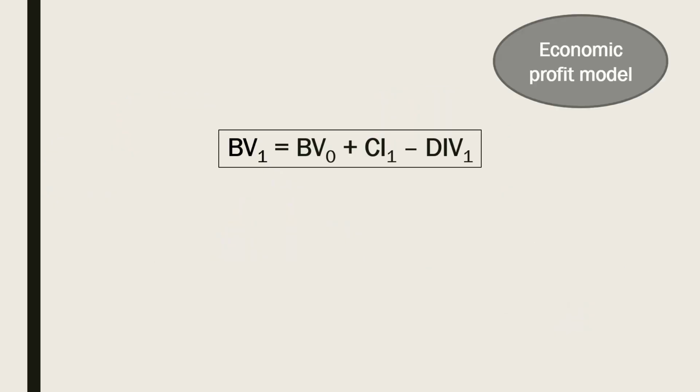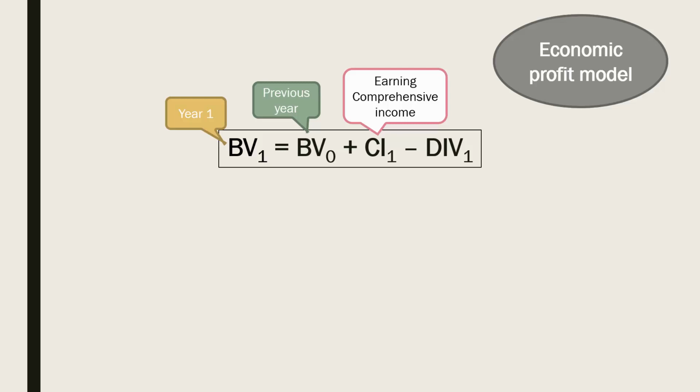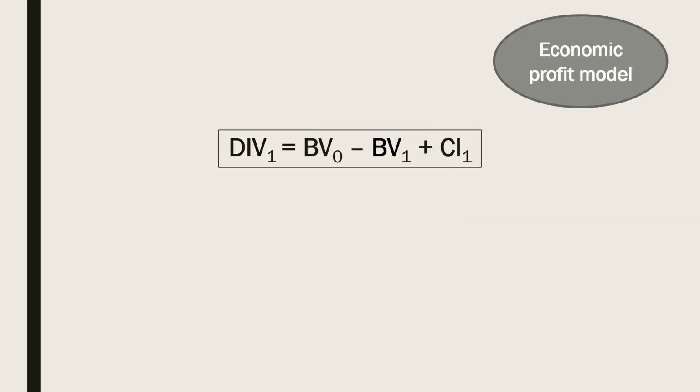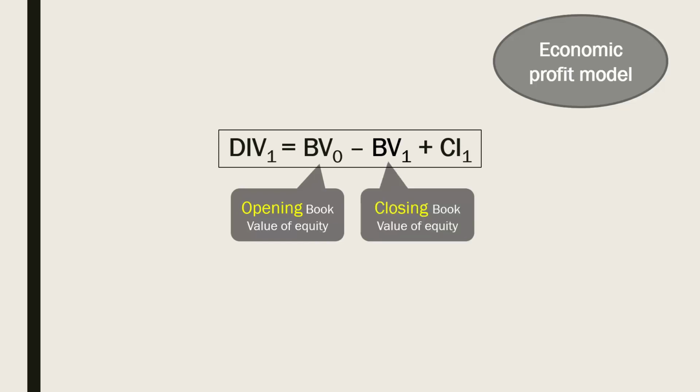The opening book value of equity plus expected comprehensive income less expected dividends equals the expected closing book value of equity. This simply means that the book value of equity in any year can only be increased from the previous year's level by earning comprehensive income, or be reduced by the amount of net dividends paid to its equity investors. This can also be expressed as dividends equal opening book value of equity minus closing book value of equity plus comprehensive income.